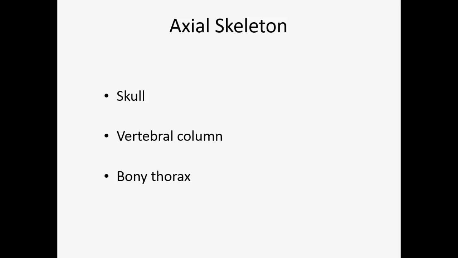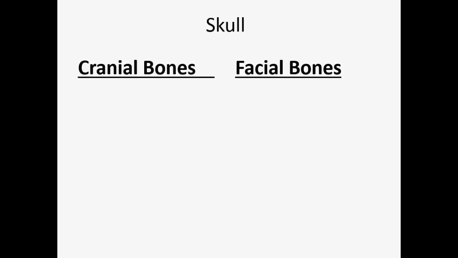The skeletal system can be divided into two groups of bones, the axial skeleton and the appendicular skeleton. The axial skeleton and the fetal skull are the topic of this presentation. The axial skeleton is composed of the bones of the skull, the vertebral column bones, and what's known as the bony thorax, the ribs and sternum. We'll start by looking at the skull.